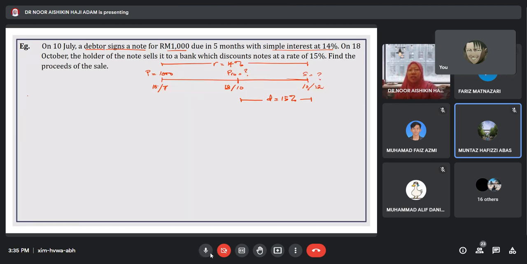Faham? Okay. Okay, apa formula nak cari proceeds? You know the formula. What is the formula? S times 1 minus dt. Saya tak cari pang-discount, saya terus masukkan dalam ni sebab saya dah ada the discount rate. And I can find the discount term. T here refers to discount term tau. Bukannya term of note. Discount term.